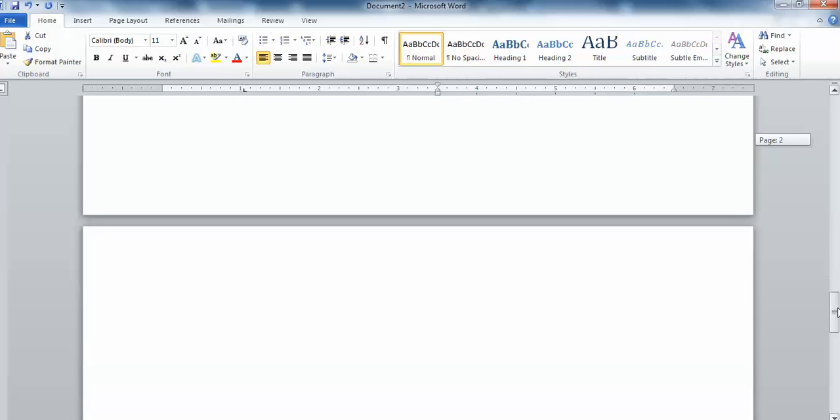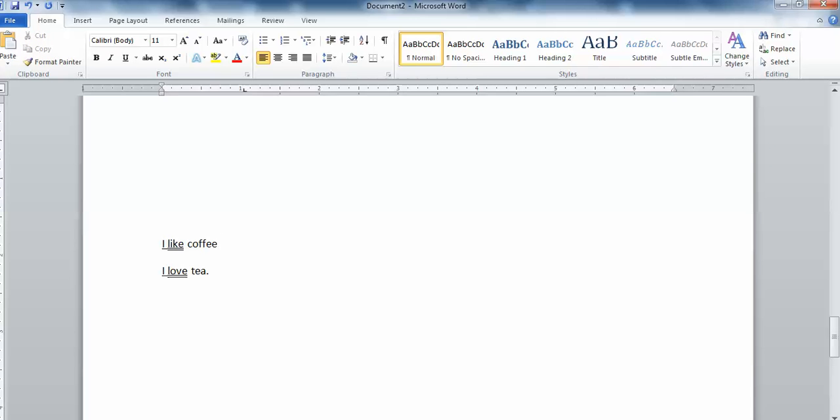So let's go back down here. And let's change that period to a semicolon. Remember, that's the way you do that with method 2. Type in however. What goes after however? Comma, and then you have I love tea. So there's your method 2 compound sentence. Okay? So they're pretty easy to do. It takes a little practice sometimes, especially with method 2, but they're pretty easy to do.